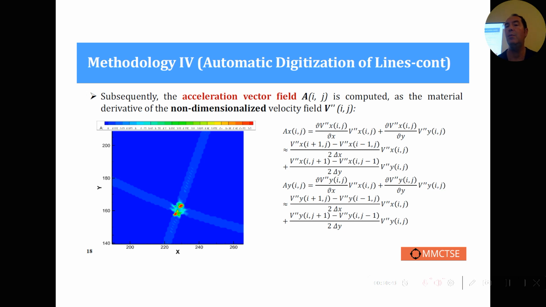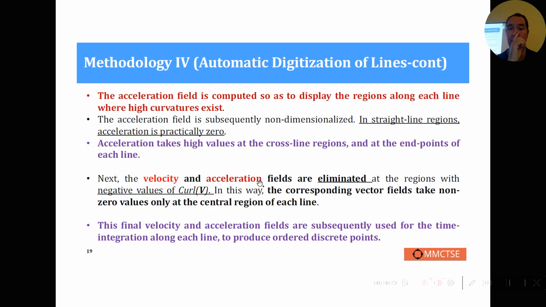We don't seek accuracy, we seek direction of each line. So the acceleration field is computed to display the regions along each line where high curvature exists. It is then non-dimensionalized, and in straight line regions, acceleration is 0. And acceleration takes, and this is the important indication, high values in lines where they cross, because your drawing can be very complicated. Then we have the velocity and acceleration fields eliminated of the region where the curl is negative, because they're outside of the lines.